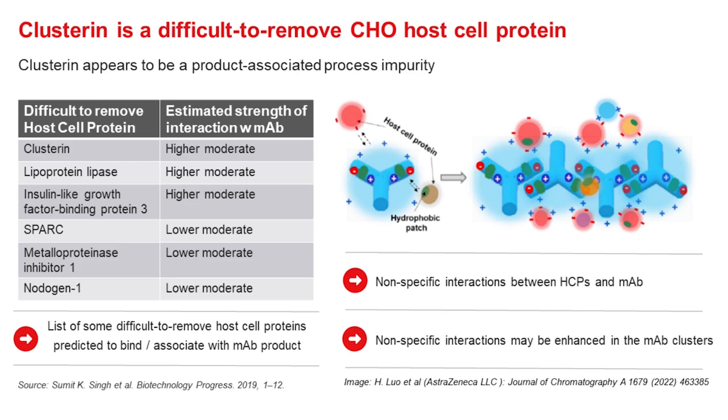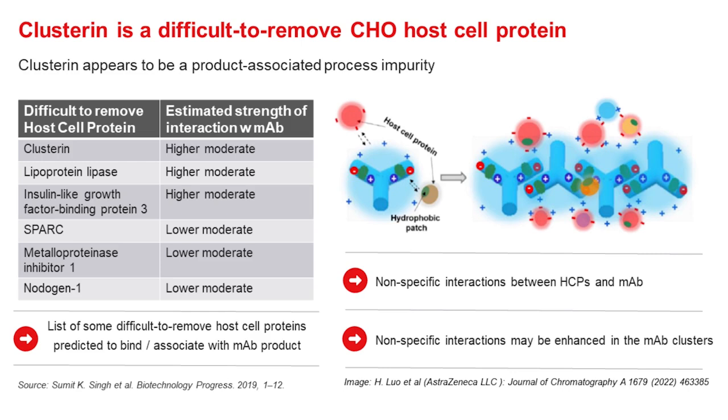On the left, you can see a table listing different host cell proteins that are known to be difficult to remove and their estimated strength of interaction with the monoclonals. And we know that the mechanism of interaction is through non-specific interaction, specifically between hydrophobic patches and hydrophobic contacts, and that these interactions are enhanced in MAB clusters.